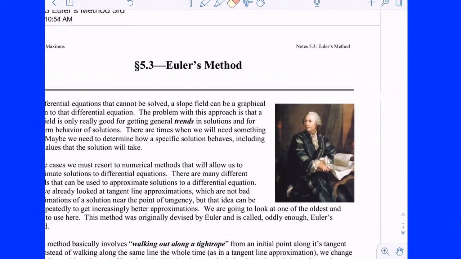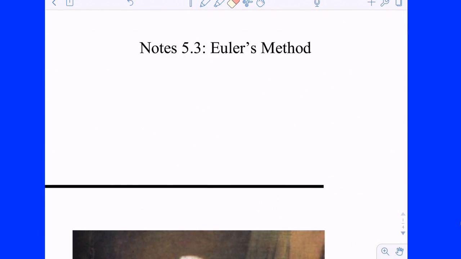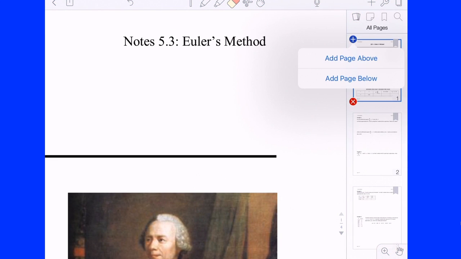Without reading all of that, I'm just going to talk you through what Euler's method actually does. I think you'd rather do that than have me read it to you. So Euler's method is going to be something similar to what we've already done.